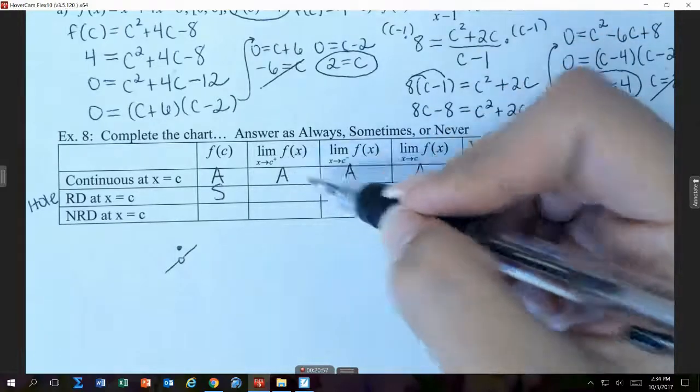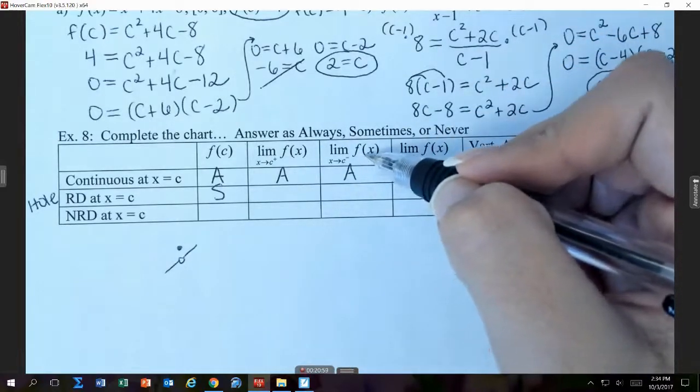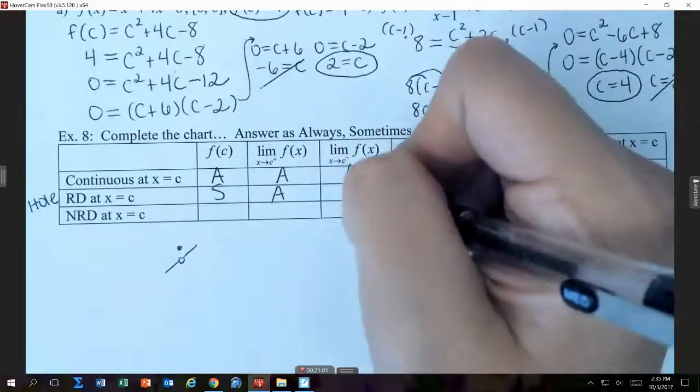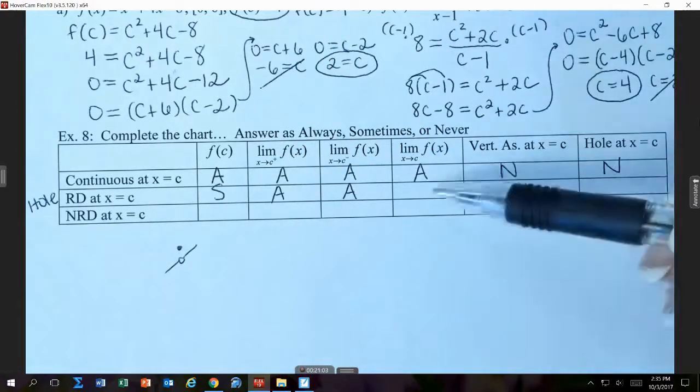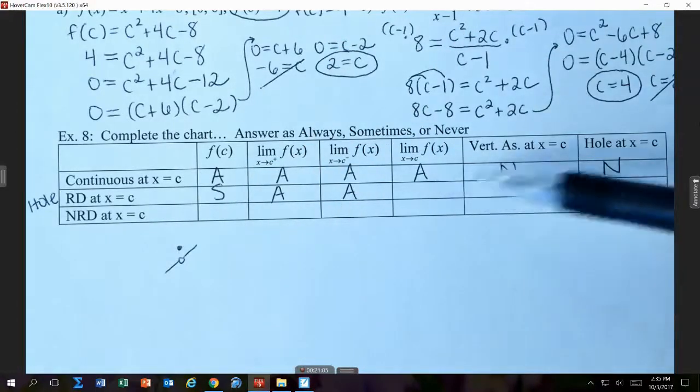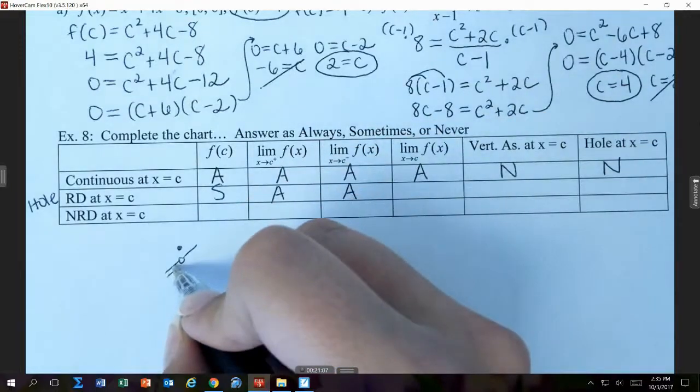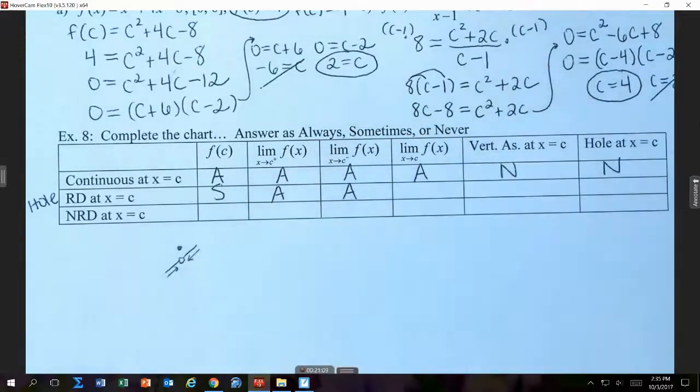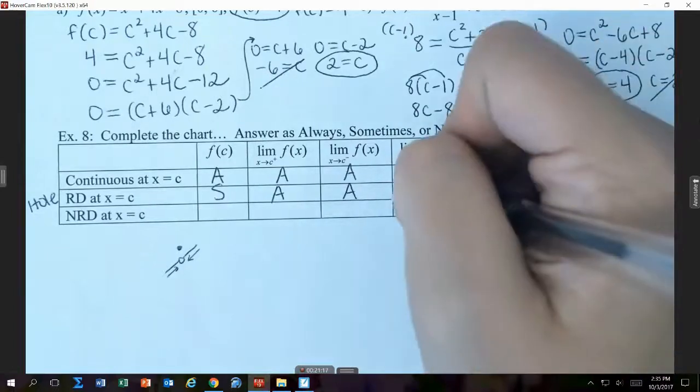What about a right and left hand limit? Always. You're always going to have a right and left hand limit. What about an overall limit? Well, if I approach from the left and right hand side and I just have a hole there, am I ever going to have an example where I don't have a limit? No, I'm always going to have a limit with a removable discontinuity.